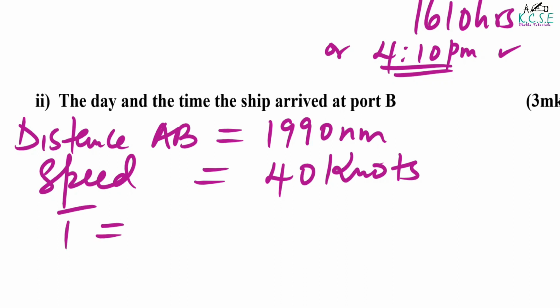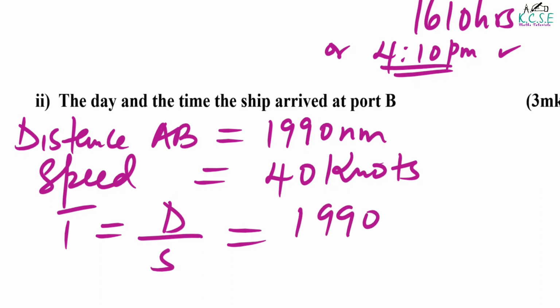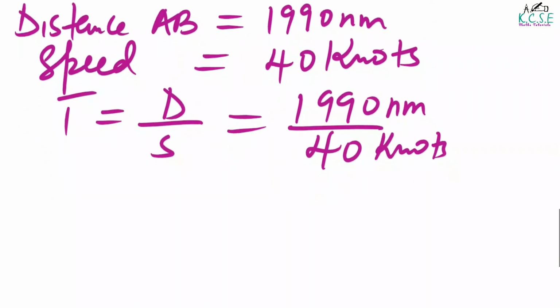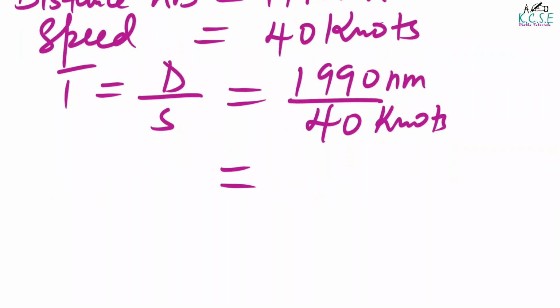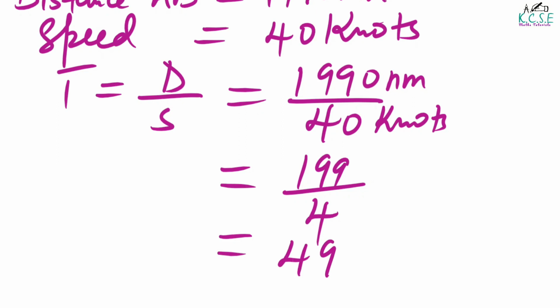So time is obtained by distance over the speed. The distance is 1990 divided by 40 knots. When you divide nautical miles by the speed in knots, you obtain the answer in hours. Working this out is the same as 199 divided by 4. This gives 49 hours and 45 minutes.